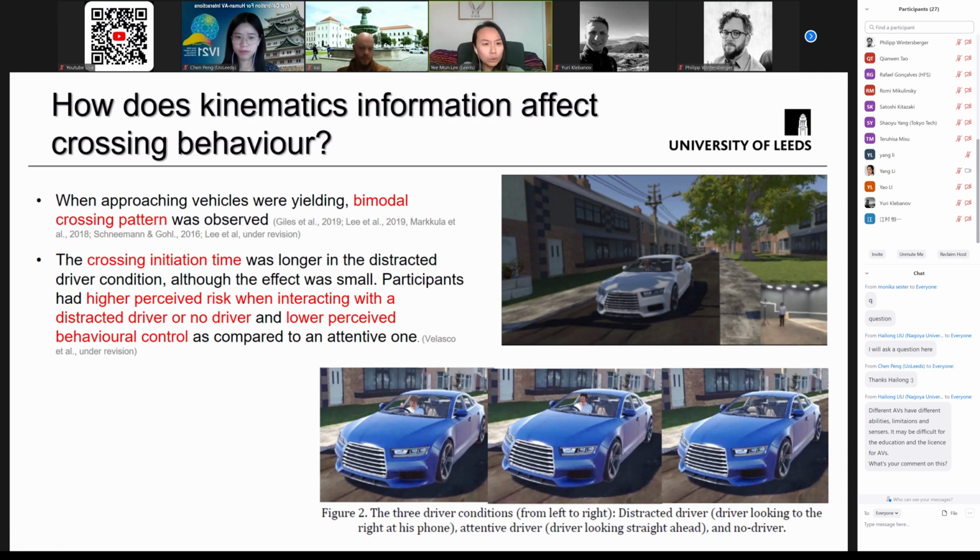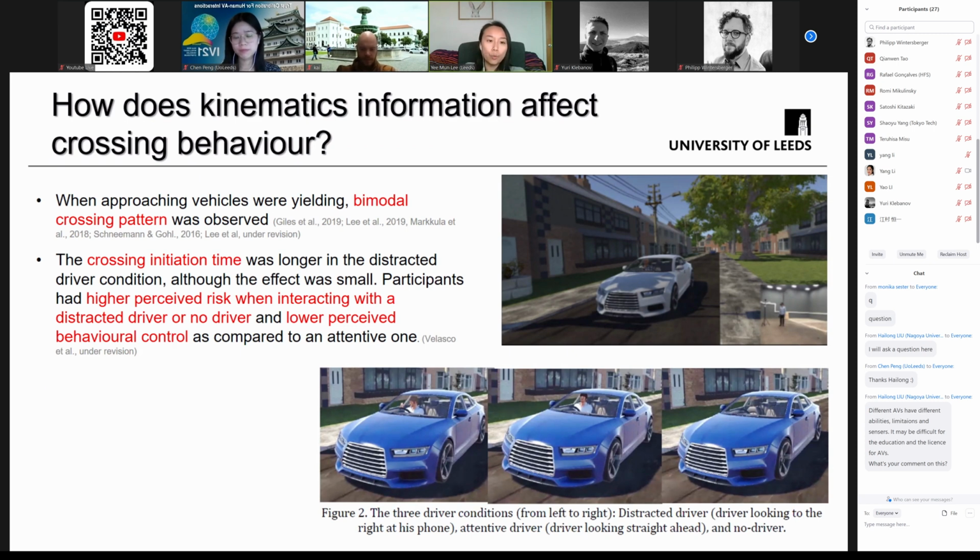So we've seen in one of the previous talks, I believe it's Hai Lung's talk, that there's this video where there's this approaching car which has no driver on board, no additional information, and pedestrians like, oh, okay, what is the vehicle doing? It stopped. Okay, let's just cross very fast. That kind of behavior is what we're talking about here, right? So when there's no driver or when the driver is distracted, people feel like they have a higher risk in terms of crossing and they have a lower perceived behavioral control.